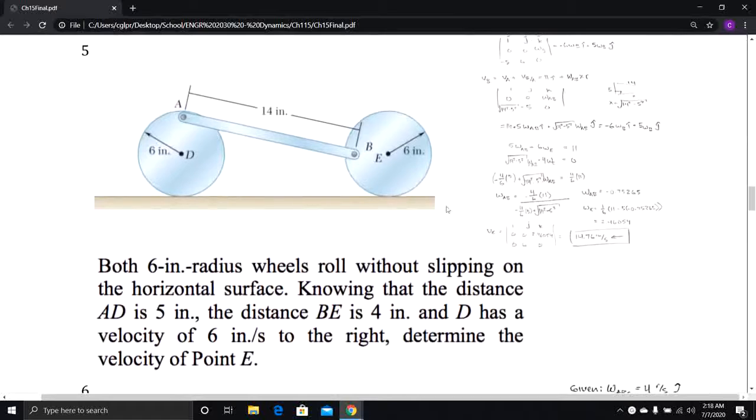Alright, for question 5, given the rate at which this wheel is traveling, which is 6 inches per second to the right, I'm told the distance between AD is 5 inches, distance between BE is 4 inches. I'm asked to find the velocity of point E. And in these situations, I want to take into consideration the point of contact here.